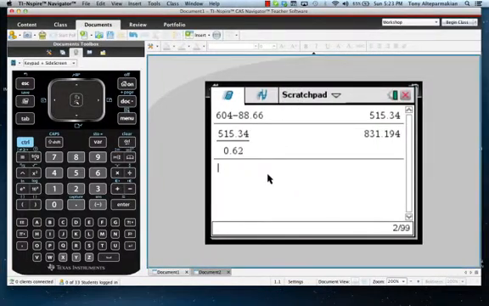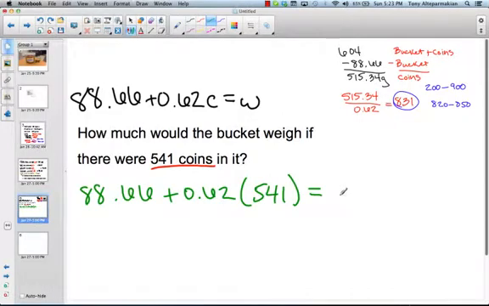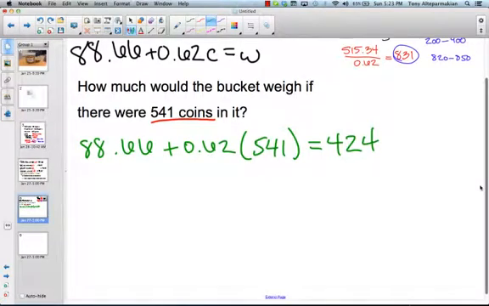So what would that look like? Let's go over to our calculator. 88.66 plus 0.62 times 541. And it should weigh 424 grams. So that is going to be equal to approximately 424 grams. That's great. It tells us a lot of different things now. We don't actually have to weigh 541 coins. We can just see how much it would weigh through our equation.